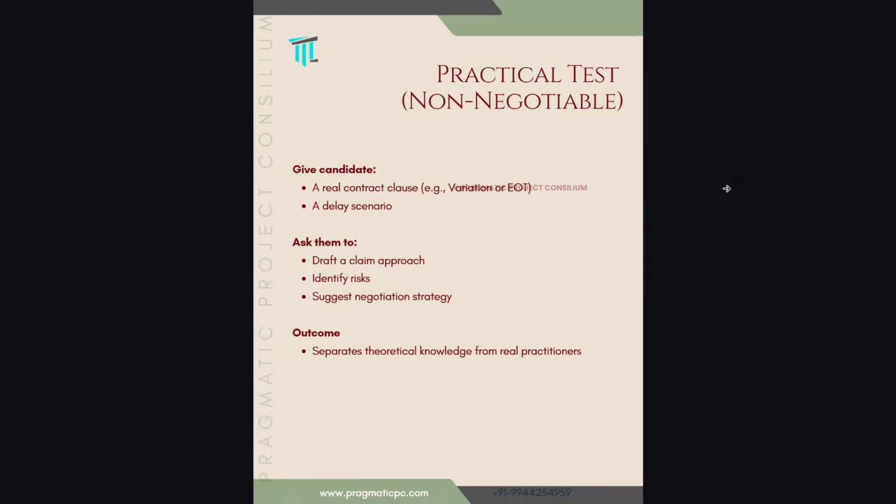So, practical test. Take a scenario which you have already gone through in your company from your lessons learned register, and ask the question with a delay scenario or a variation scenario and ask them to draft a claim approach. Just draft. While drafting itself, you can understand whether he's linking the cause and effect, and whether the effect is backed up with the substantiation and the substantiation is backed up with the entitlement.